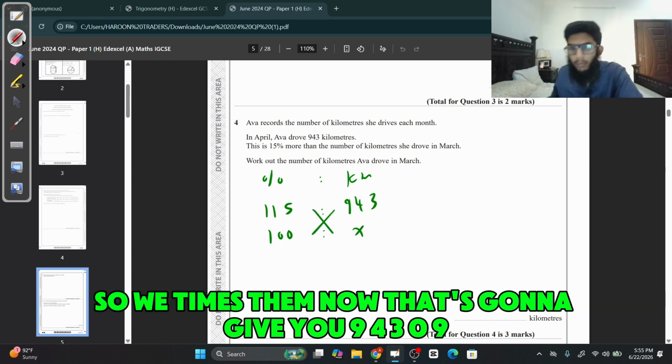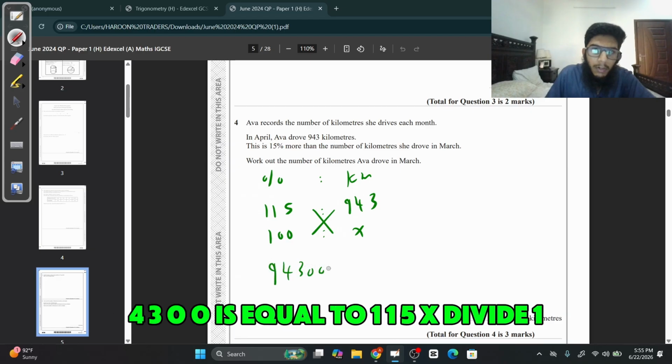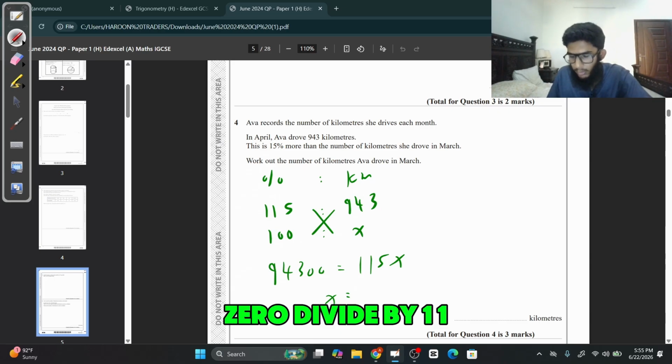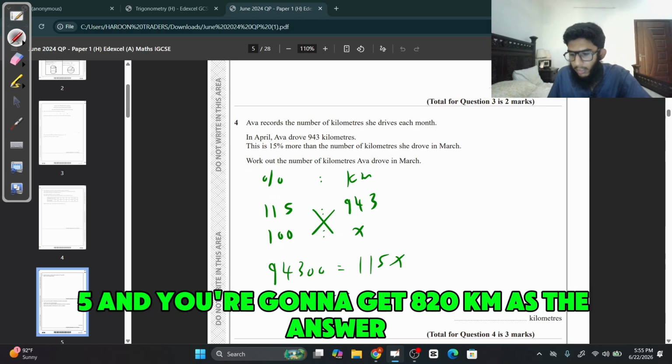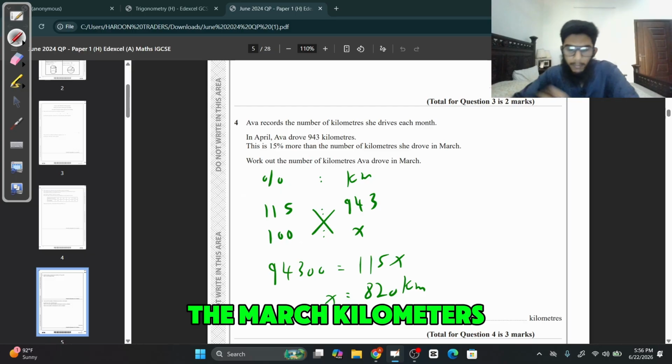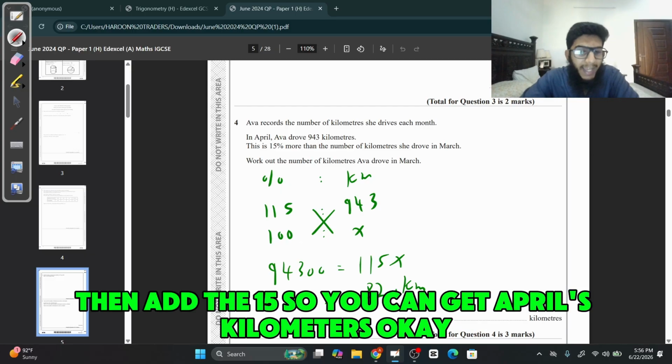So we multiply, and that gives you 94300 equal to 115x. Divide 94300 by 115, and we get 820 kilometres as the answer. The trick here was that you had to first take the March kilometres as 100%, then add the 15 to get April's kilometres.